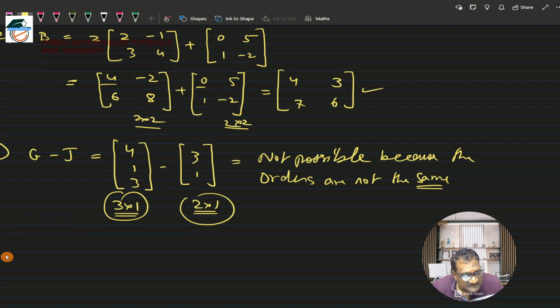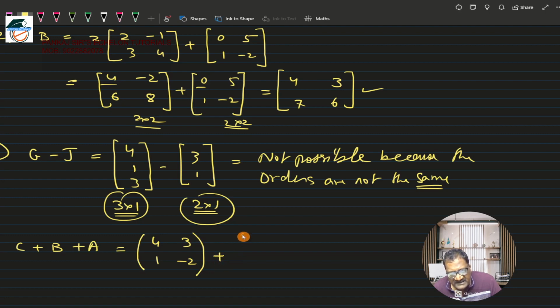10th is C plus B plus A. So C matrix, now I am going to do something new. Instead of putting this rectangular bracket, I'll be putting a big round bracket. So C matrix will be (4, 3, 1, minus 2). This is C, plus B matrix will be (0, 5, 1, minus 2), and your A matrix will be (2, minus 1, 3, 4).